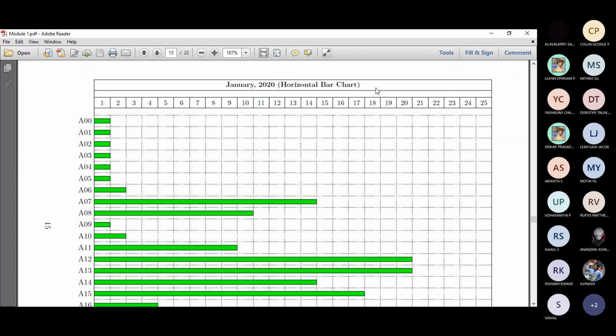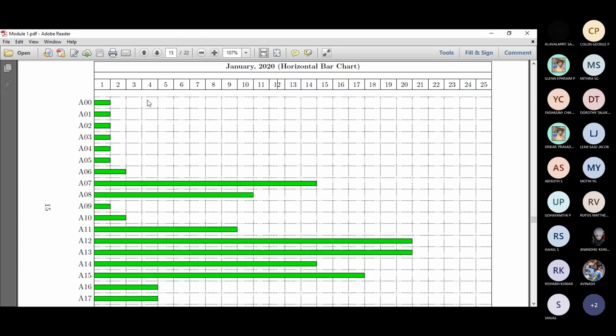So I just quickly drew a bar graph. This horizontal bar graph, I take January 2020 as the reference month, right? So I just put different activities. A00 is the site clearance, 01 is surveying, 02 is marking, and 03 is earthwork. All these things have a 1 day duration. So this is a day in a month. This is January.